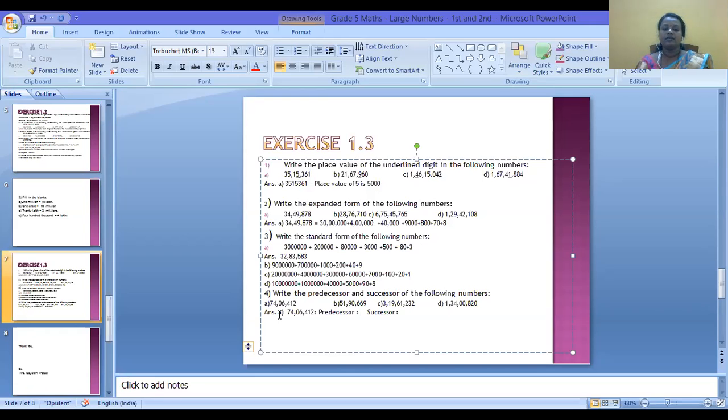So for example, when we say 74 lakhs 6,412, the predecessor is 74 lakhs 6,411, whereas the successor would be 74 lakhs 6,413. Form these questions yourself and try to attempt them.